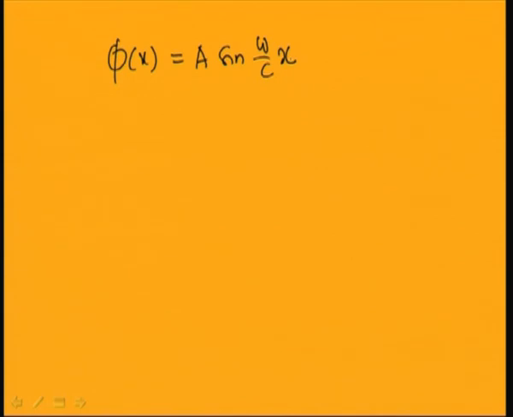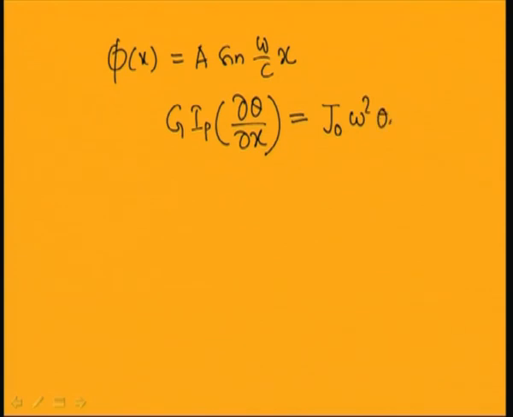So in this expression let us substitute G Ip into del theta by del x. Del theta by del x is the strain, and multiplied by this is the stress, and by multiplying this we are finding the load of the system. So this will be equal to the inertia torque. This is the torque applied, and it is equal to the inertia, J0 omega square theta at x equal to L.